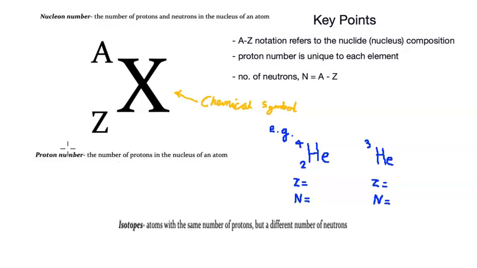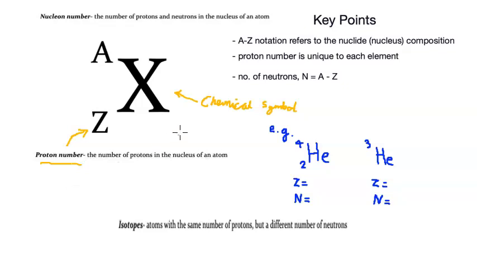Next we have the proton number, which is represented by the letter Z, and this is just the number of protons in the nucleus of the atom, just as it says on the tin, the proton number. And from the previous video, I said the proton number is unique to each element, and so the periodic table actually orders elements according to their proton number.